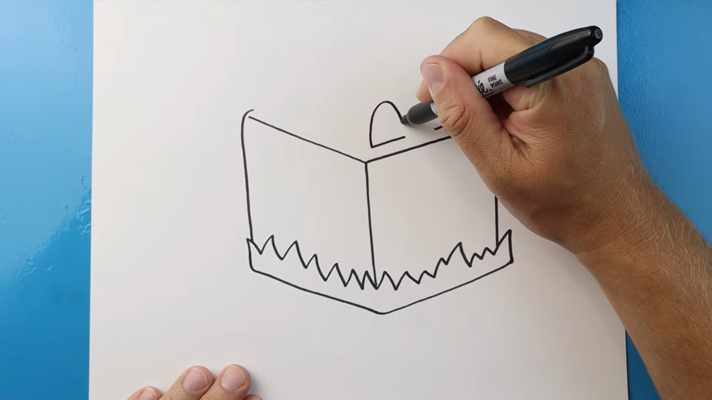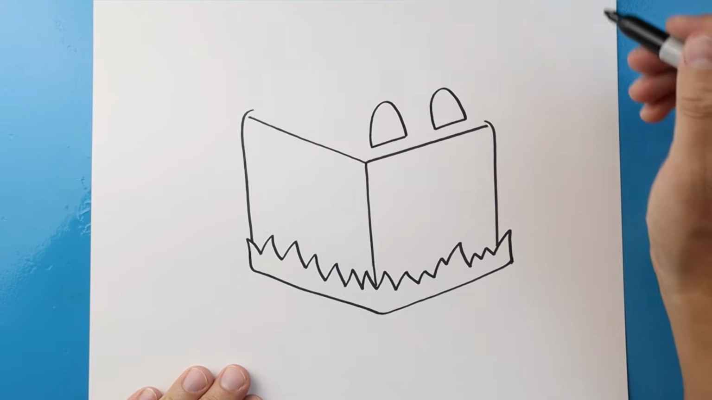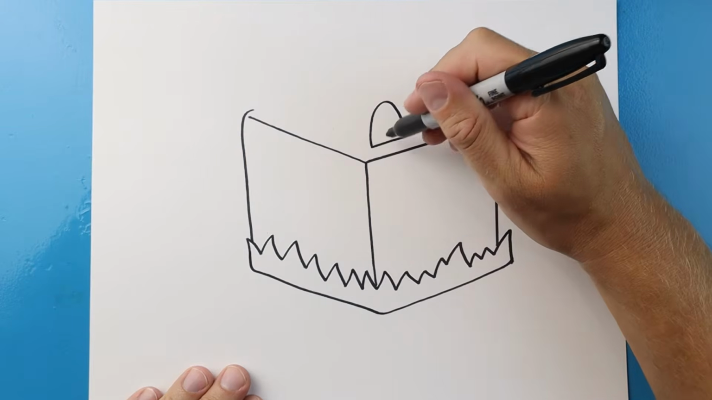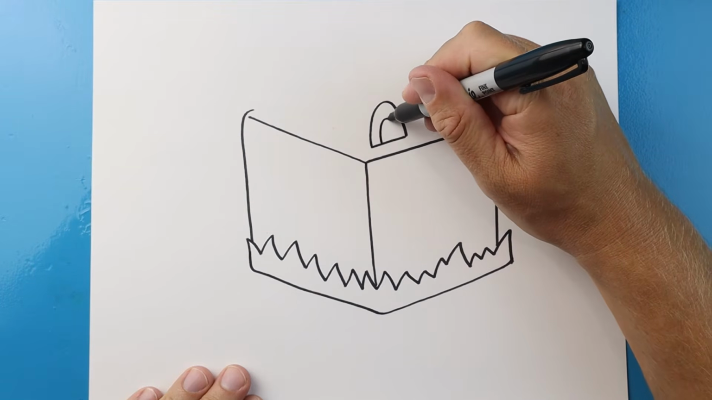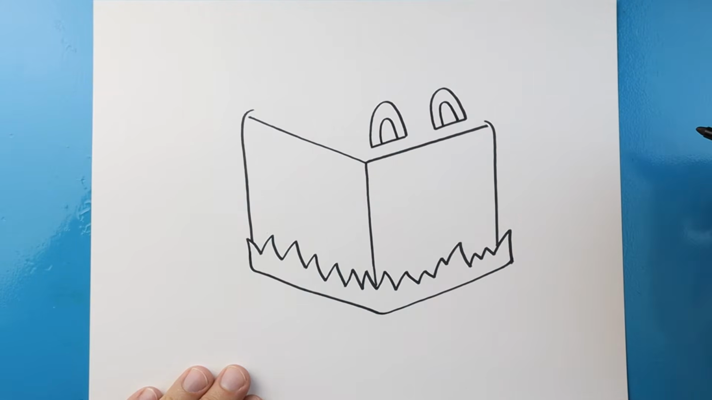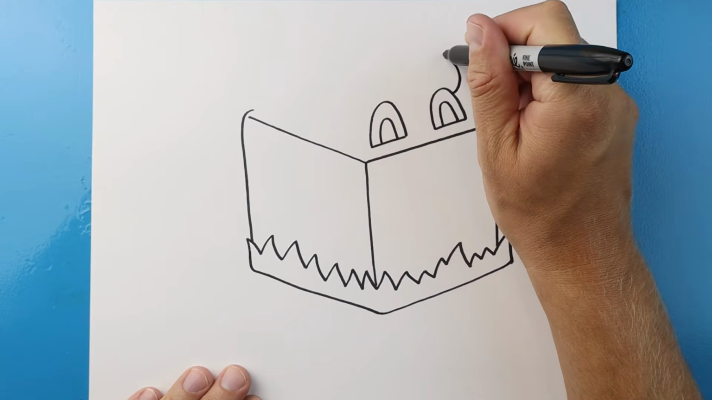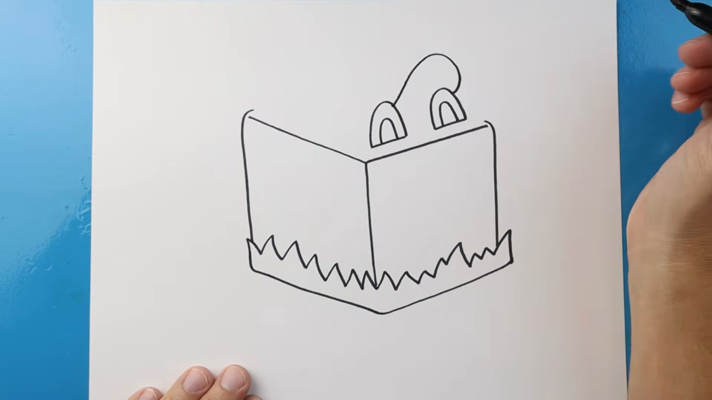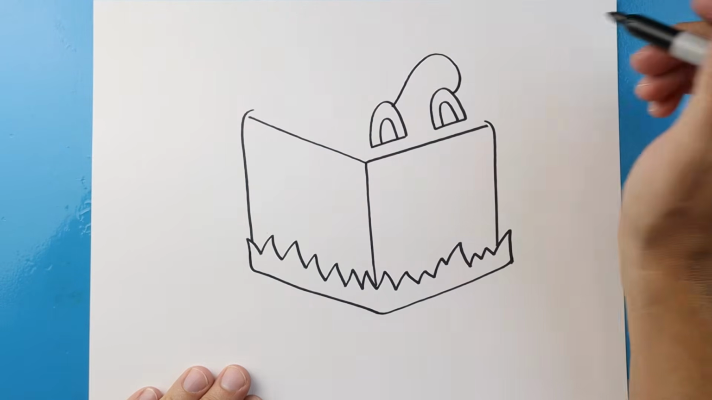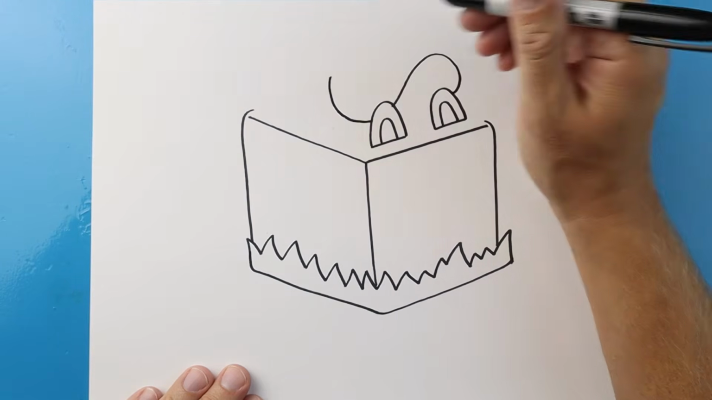Let's go up and down for an ear, and then up and down for an ear. I'll go up and down again, and up and down again. Now, starting here, I'm going to draw a line that's just going to curve up and down. And then starting here, we're just going to kind of jump up and go up.